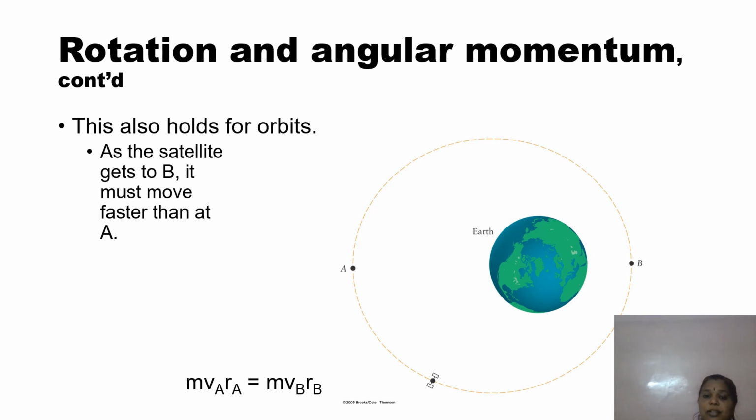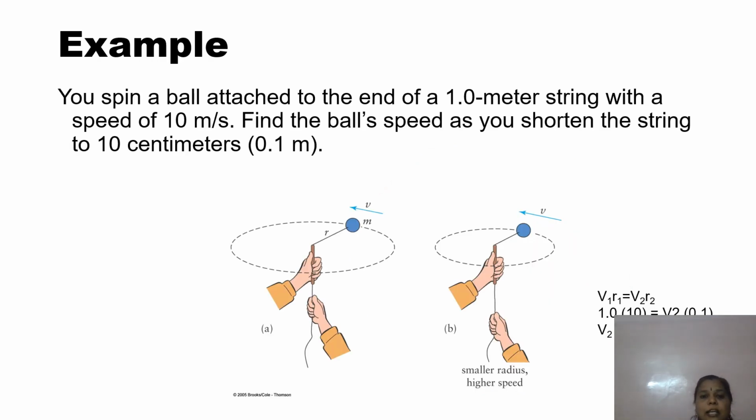It moves faster than at A because obviously the radius between the Earth and the point B is decreased, but to compensate this decrease in radius, the velocity will be greater, which makes the angular momentum conserved. So here is again a simple example for you to have a better understanding about this angular momentum.